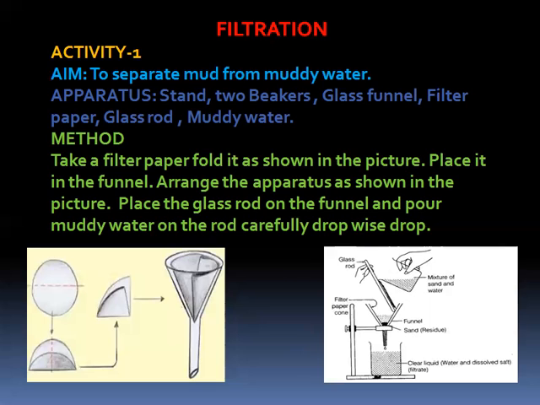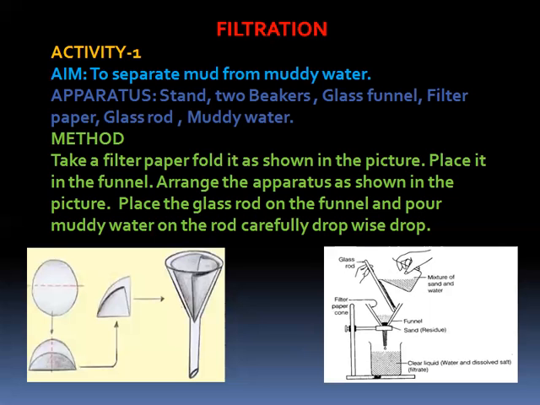Second picture. Place the glass rod on the funnel and pour muddy water on the rod carefully, drop by drop. Why? Because if you do not use a glass rod, what will happen? The water falls directly on the filter paper, and due to the pressure of the water, a hole forms and the muddy water comes down. So to avoid this, we are using a glass rod. Is it clear? To minimize the pressure of the water we are using it. You can see the picture. You can practice this picture also.